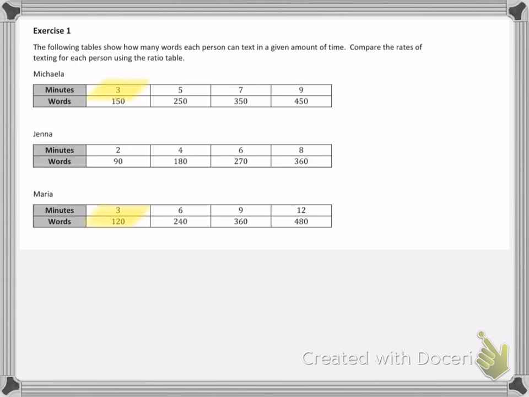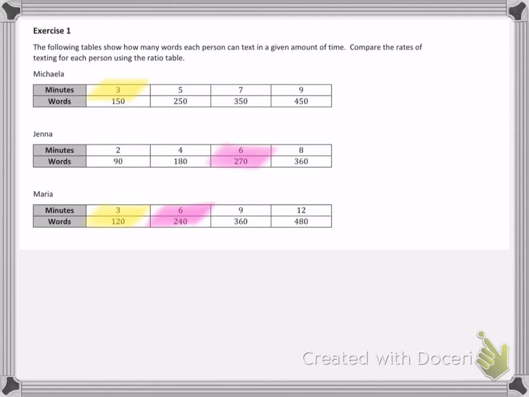That makes it hard for us to see what Jenna can do. Maybe Jenna's faster, maybe she's slower. I'm not sure. So then, let's look at Jenna. If she texts for 6 minutes, she can do 270 words. And if I look here at Maria, if she texts for 6 minutes, she can do 240 words. So it looks like Jenna is a little faster than Maria. And I already know that Michaela is faster than Maria, but I don't know how Jenna and Michaela compare.